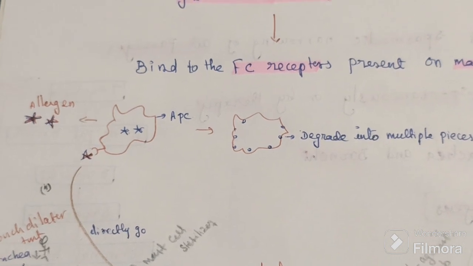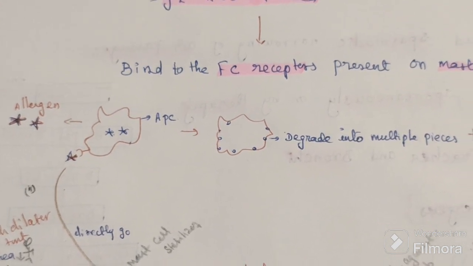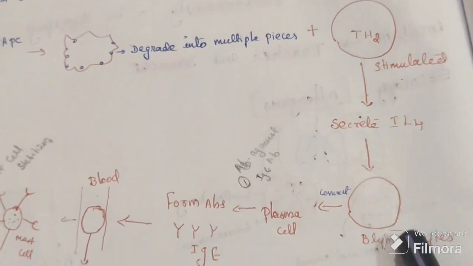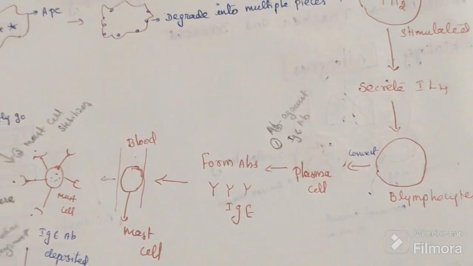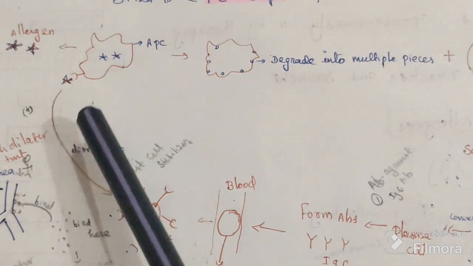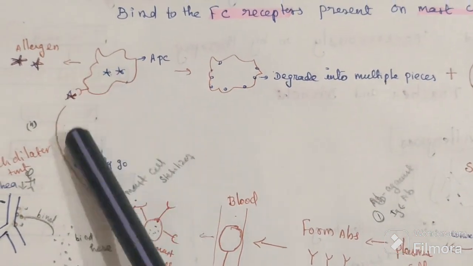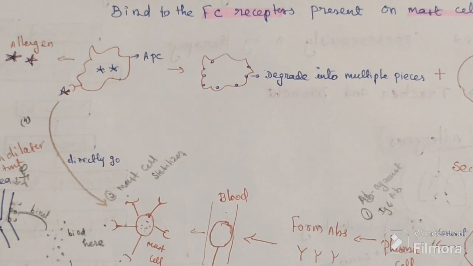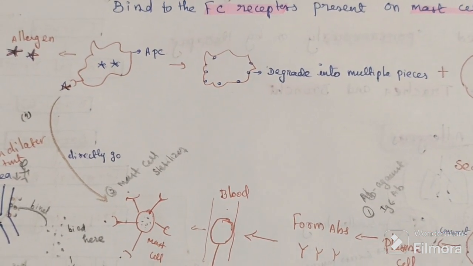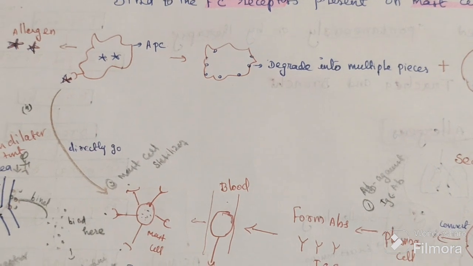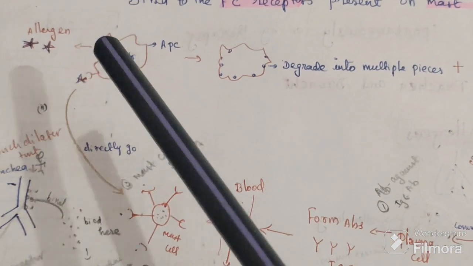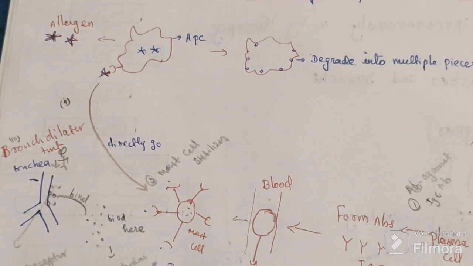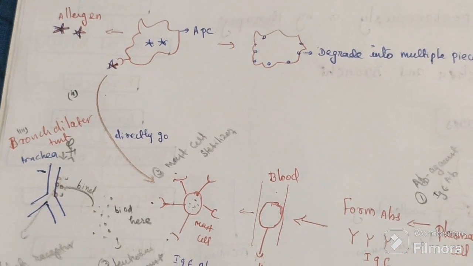So here we will not repeat that process. We will not repeat this process. It goes directly to the antibodies. The second time onwards, the antigen is directly diverted to antibodies. So this will come to its antibody and bind here.